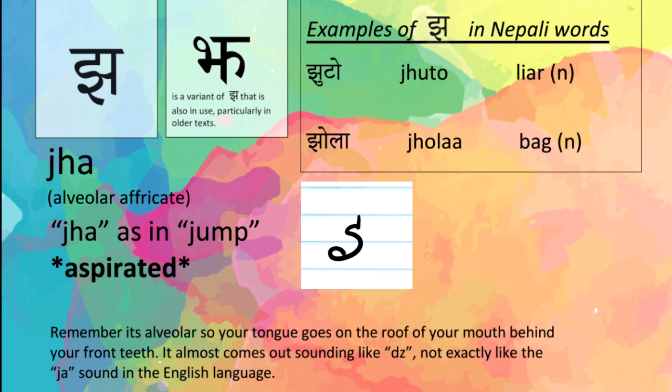The next letter is jha, the same letter as before but aspirated. You'll see that there's 2 letters here. That's because the one on the right is a variant of jha that isn't really used anymore, but it's good to know in case it pops up somewhere. Typically, you'll only see the first box, the one on the left. Examples of jha are jhuto, which means liar, and jhola, which means bag.